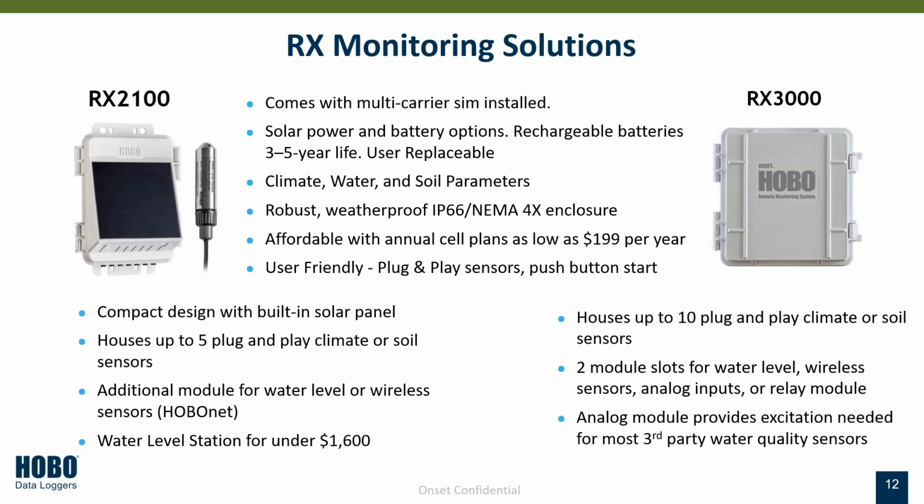So both of these have solar panels. The RX 2100 has it built in. The RX 3000, you have to attach it. They're able to connect up to all the same sensors. And it's very affordable with the cell plans. You can go as low as $199 a year. It's very easy to plug and play these sensors into them, and it's a robust unit. It's a NEMA enclosure. It's waterproof. It's rugged. It's made to be out in the elements.